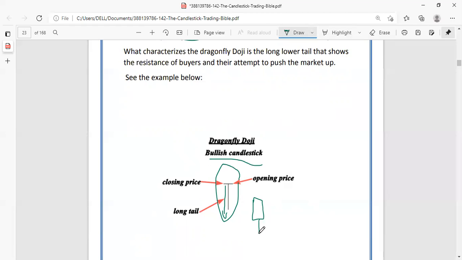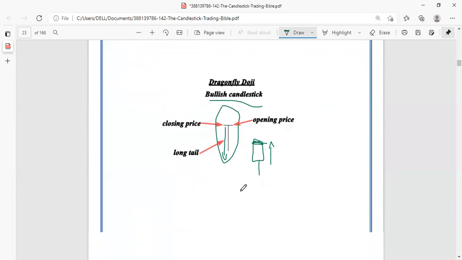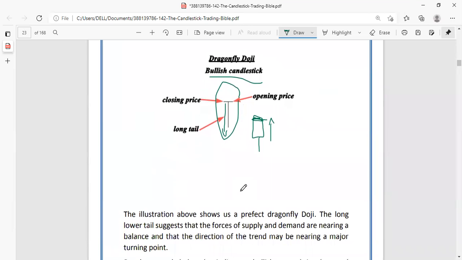So it once moved like this, and later on, buyers dominated, and it moved here and went back to the opening price. So this is the opening price and also the closing price. This one is also important. We call it a pin bar. Okay, you see it, a dragonfly doji.